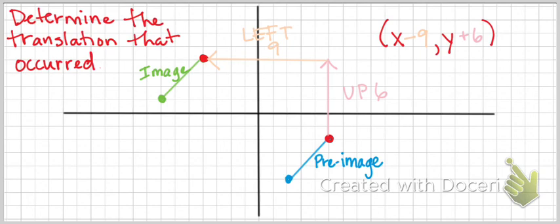So this here is another way you can represent a translation by saying moving to the left 9 and up 6.